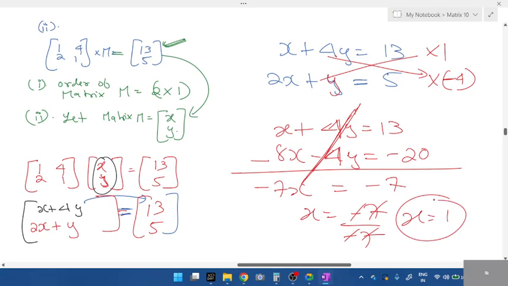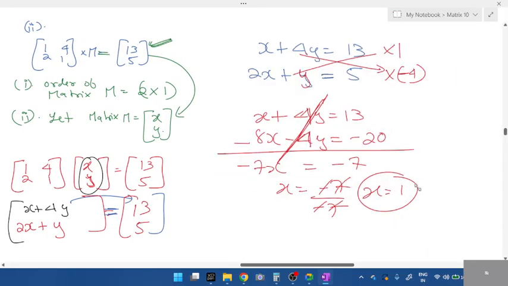Minus and minus gets cancelled. 7 and 7. X is equal to? Substitute and find y. I think y you get in decimal, right? No, even y is a whole number. Y is 3.